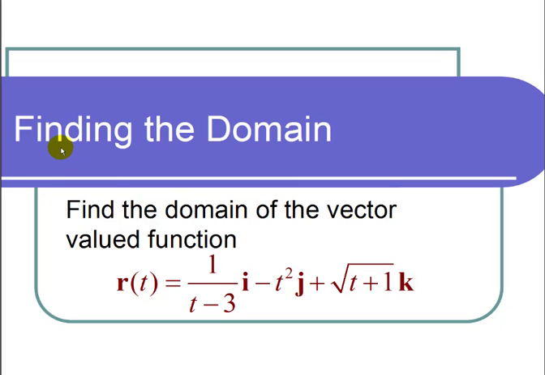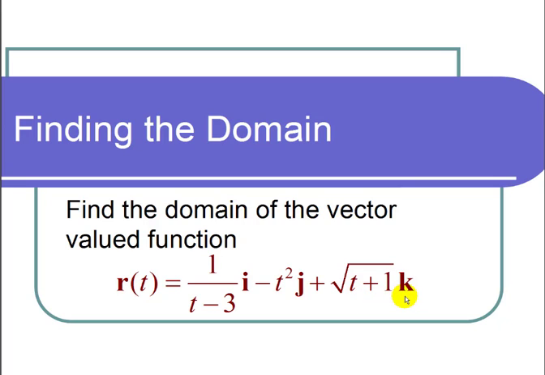This is a video on finding the domain. The question states, find the domain of the vector-valued function r of t is equal to 1 over t minus 3, i, minus t squared, j, plus the square root of t plus 1, k.